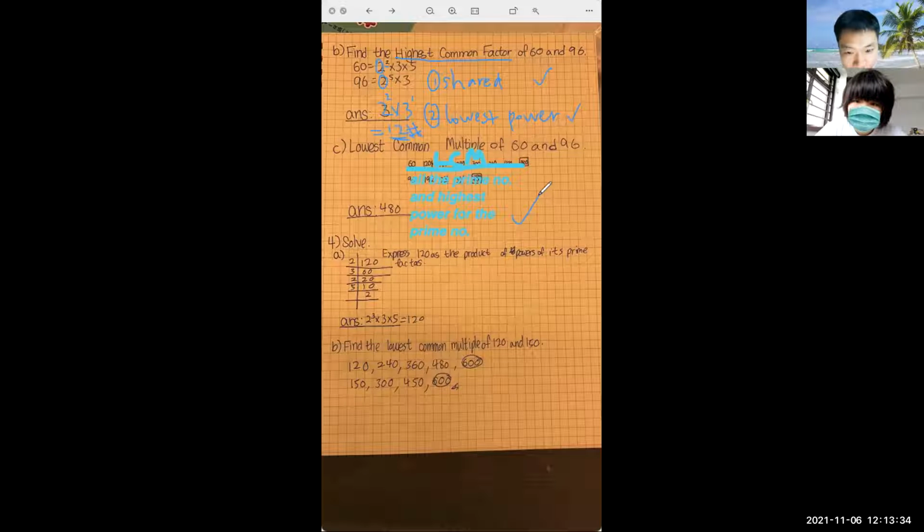So how do we do it? How will I do it? Of course, you can do it this way, but this way is too slow. Very slow. So I will just pick all the prime numbers available. I see 2, I see 3, and I see 5. Then I need to pick the highest power for each of them. So the highest power for 2 is 5 instead of 2. The highest power for 3 is 1. Okay, it's done. So basically you have 32 times 15. Can you help me double check whether the answer is 480?